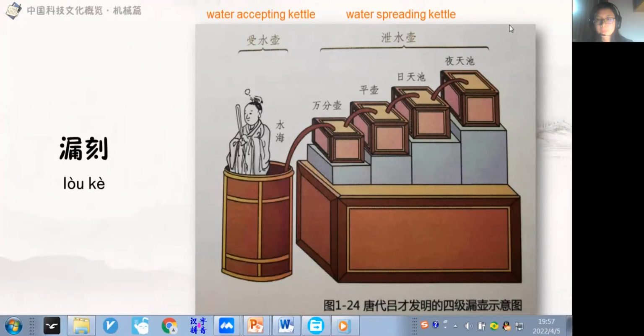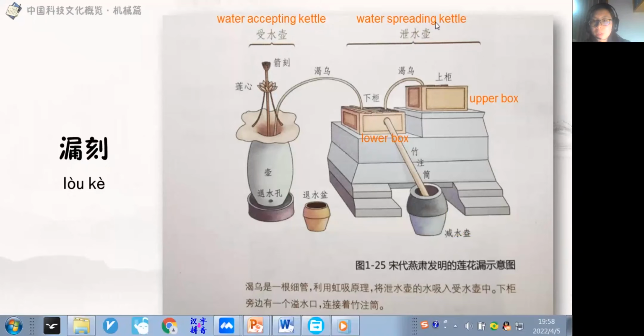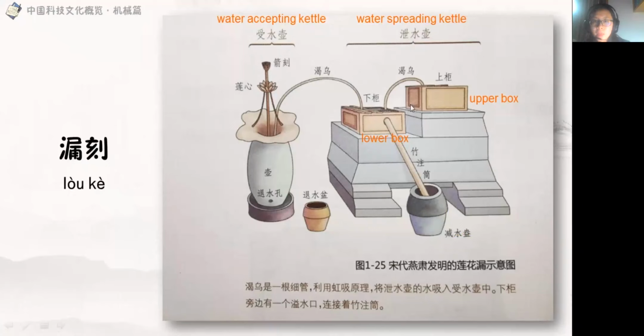Okay, Lo Shi. 好的。Just now we mentioned the water clock, Lou Ke, and also introduced here are four kettles, just to keep the lowest kettle, the lowest container, always keep the same amount of water. Let's see, version two, generation two. So this is also Lou Ke, water clock, another Lou Ke. But you can see the water spreading kettle here. No more four kettles. Here only two kettles.